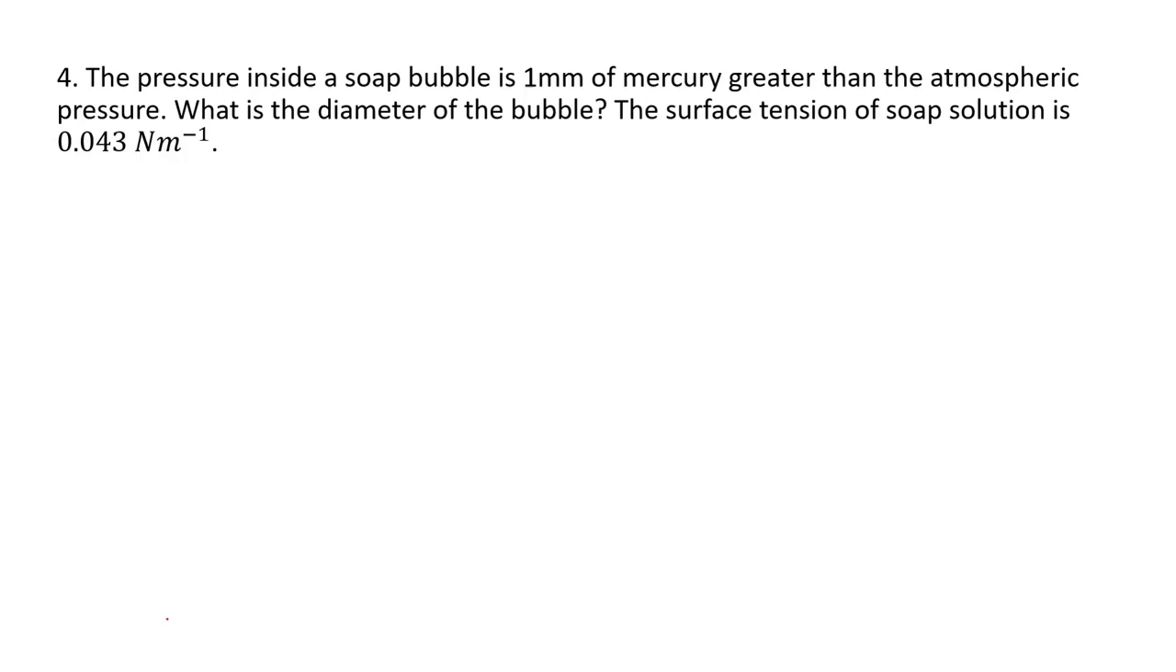In the question we are given a soap bubble. So we have a soap bubble, and we know the soap bubble has two surfaces, surface number 1 and surface number 2. And also it is given that it has an excess pressure of 1 millimeter of mercury. It has a pressure greater than atmosphere inside here, that is 1 millimeter of mercury. So if this is the excess pressure inside this air bubble, we are asked to find the diameter of the bubble.